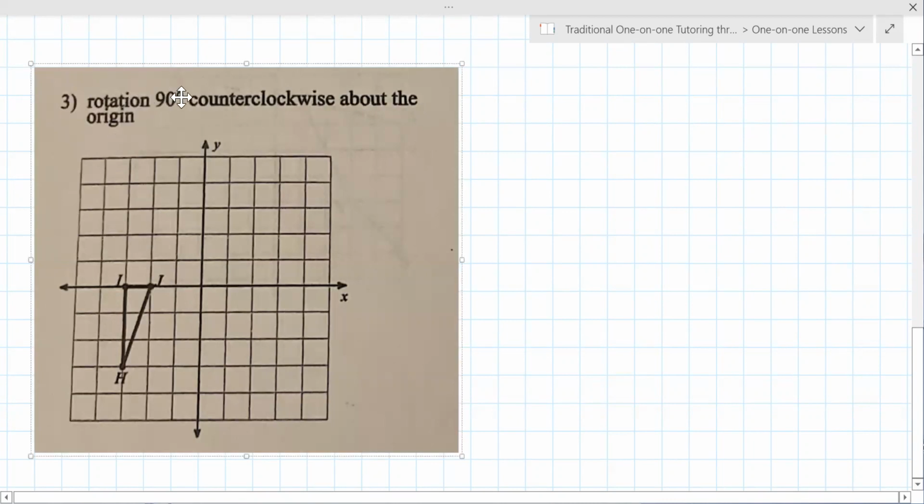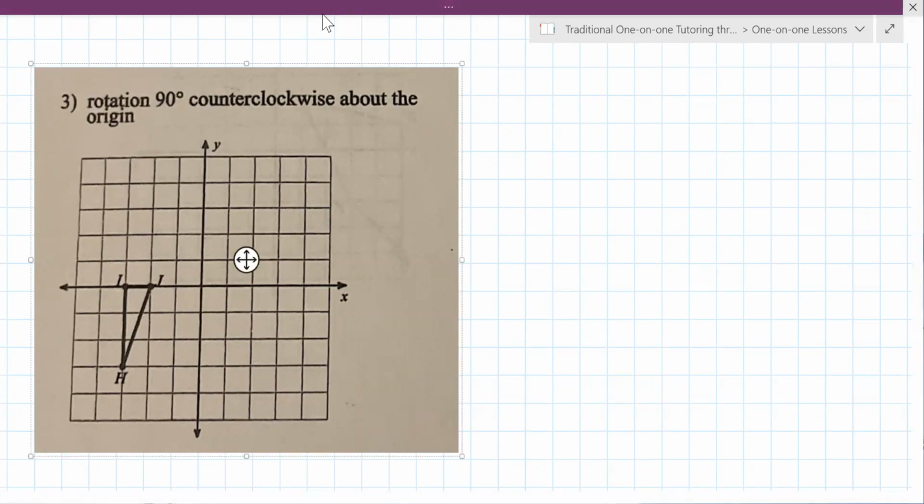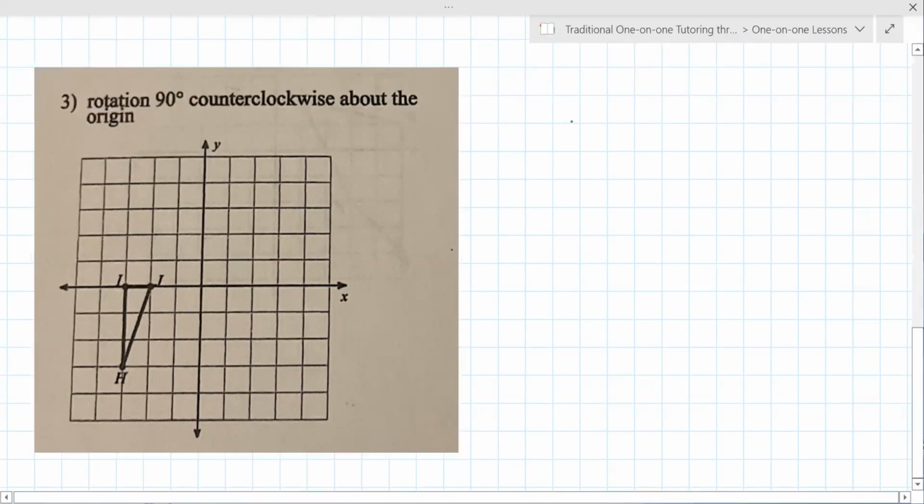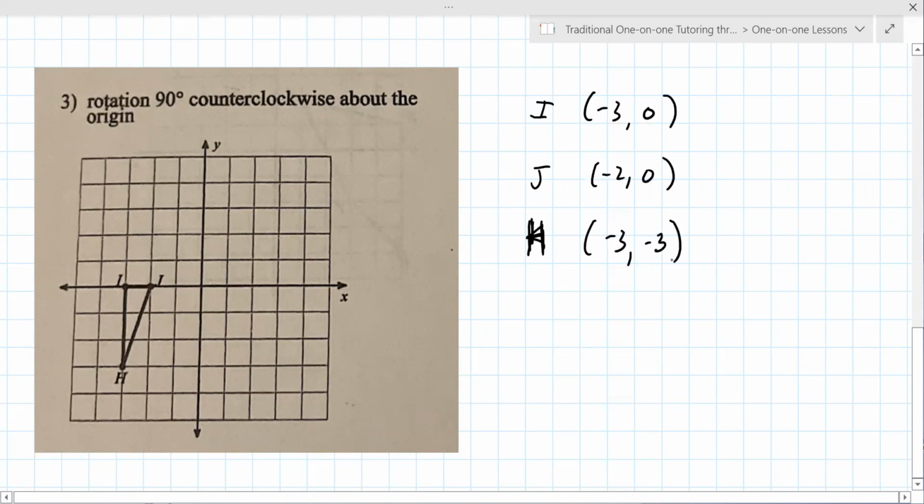Okay, so it says rotation 90 degrees counterclockwise about the origin. So we really want to do this point by point. Let's label the points here. We've got points H, I, J. So we'll just label the ordered pairs here. So it's -3, 0, -2, 0, and then -3, -3, like that.